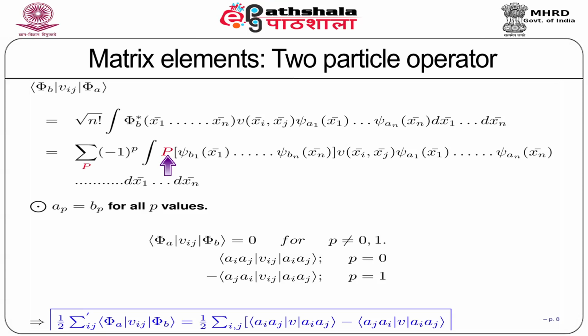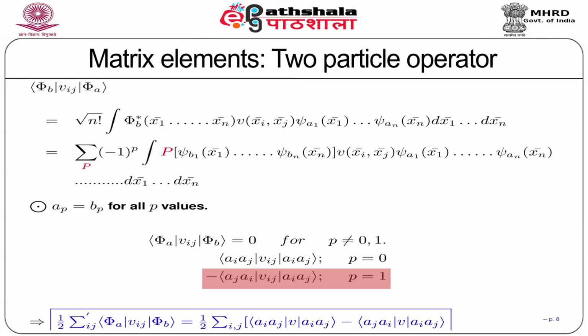This p designates the number of binary operators in the permutation operator P, while this p basically labels the single electron states. So if we have a_p equal to b_p for all p values, and if this number of binary operators is not equal to 0 or 1, then this matrix element is equal to 0. If p is equal to 0, it is given by <ij|V_ij|ij>.